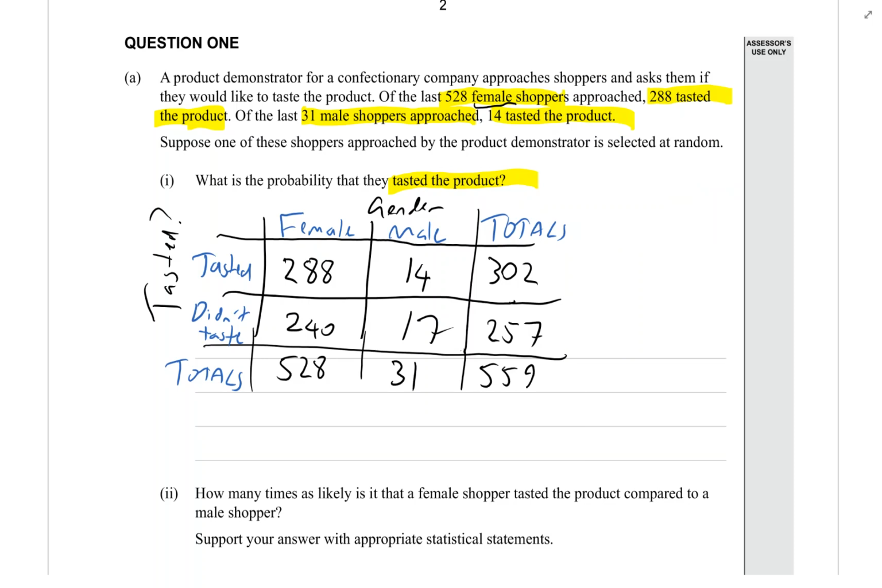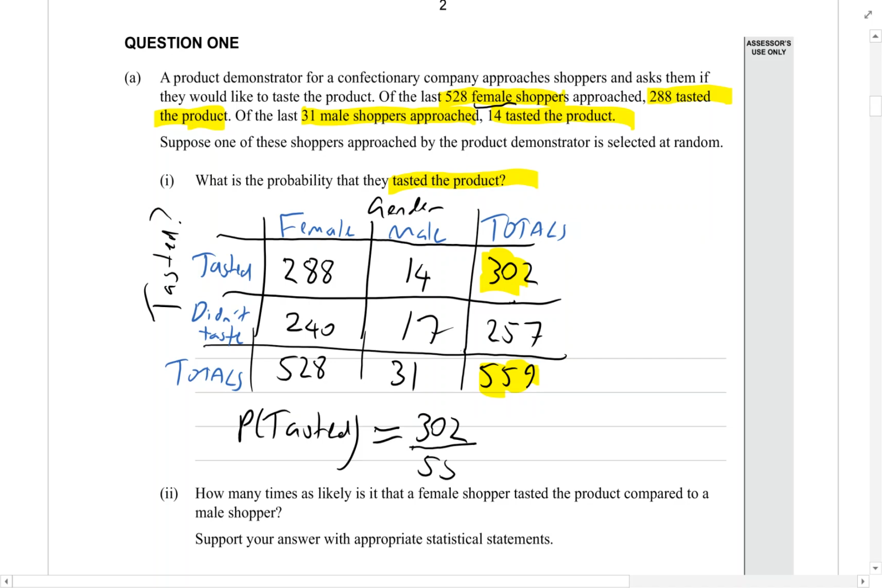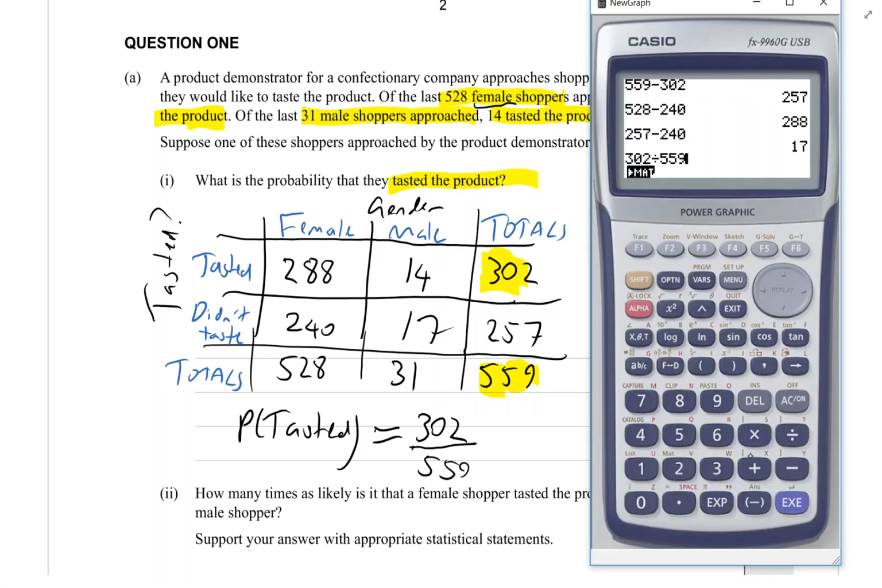The question was, what's the probability that someone tasted the product? So we're looking at the total for tasted divided by the grand total. So the total for tasted is 302 out of a total of 559 people. So writing that down, labeling what we're working out, and we can't just put 302. Why is that? What's wrong with that? Well, that's not a probability. Okay, so it's got to be out of something. That would be a count. So it's 302 out of 559, and we can get that as a decimal if we want to, and 0.5403 to 4 significant figures.